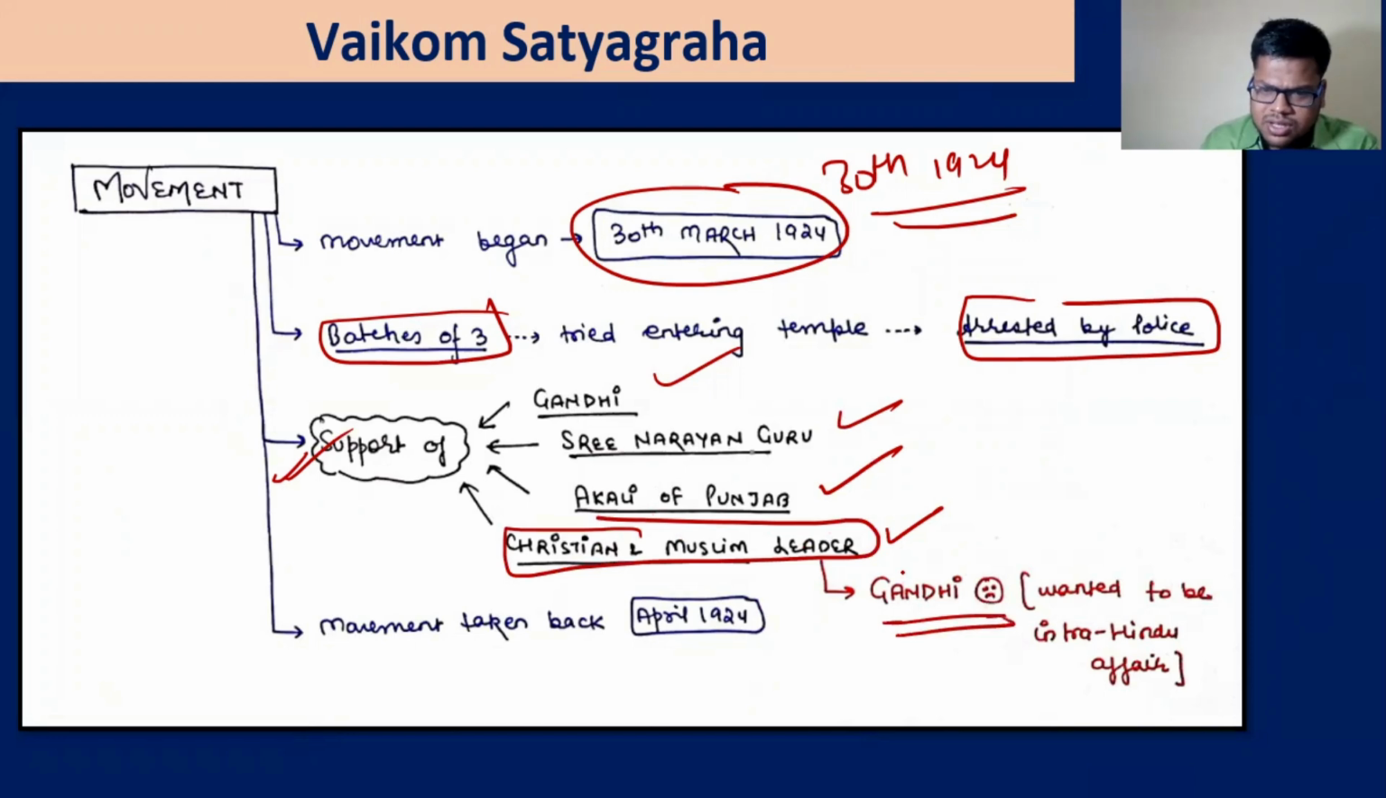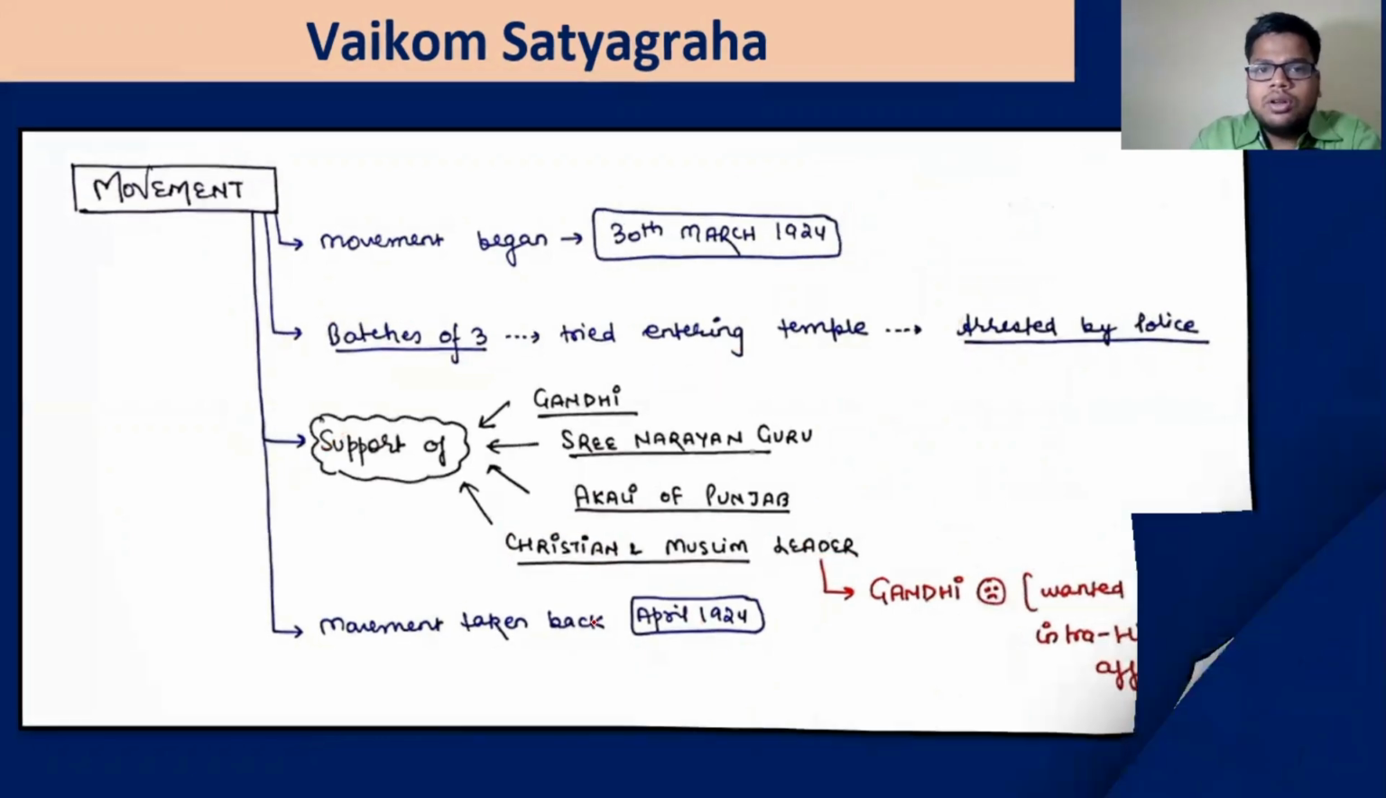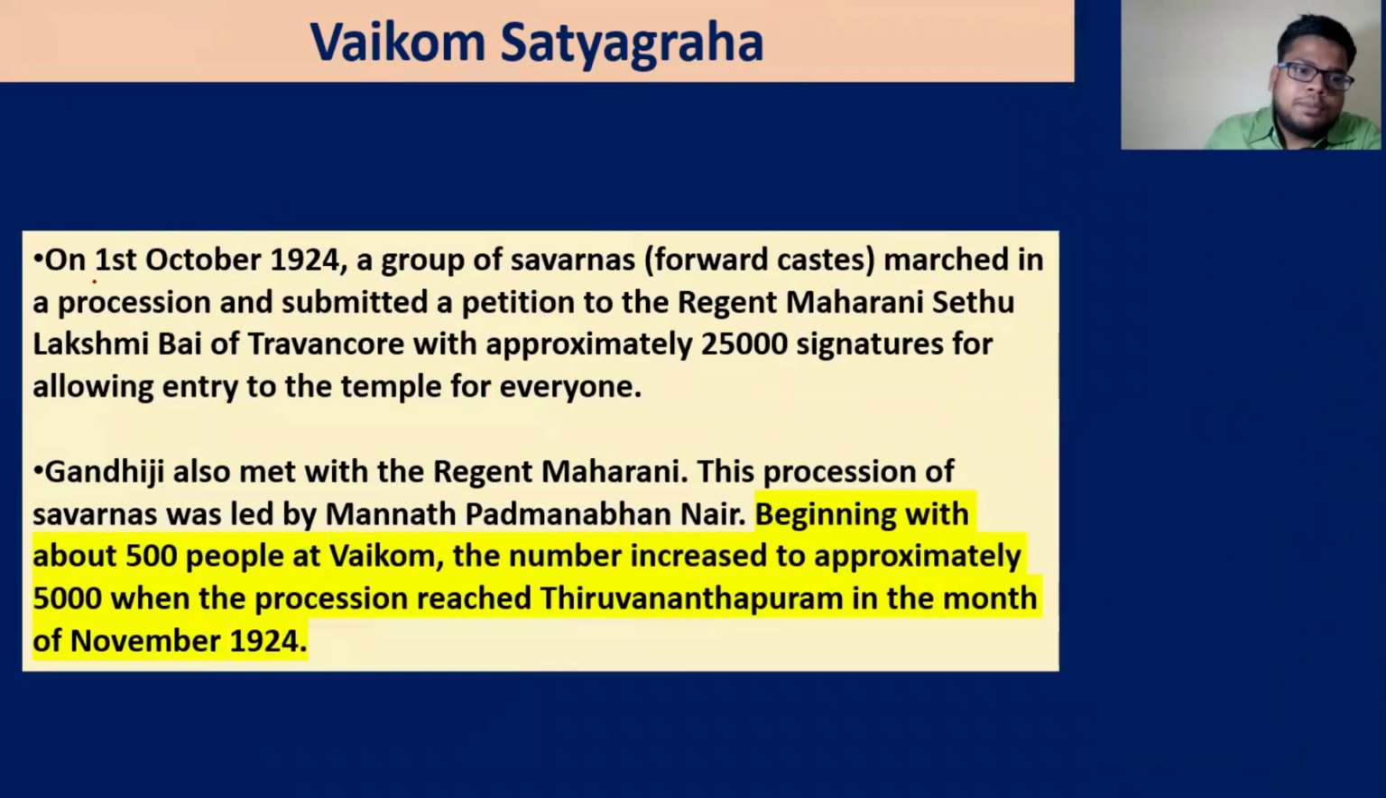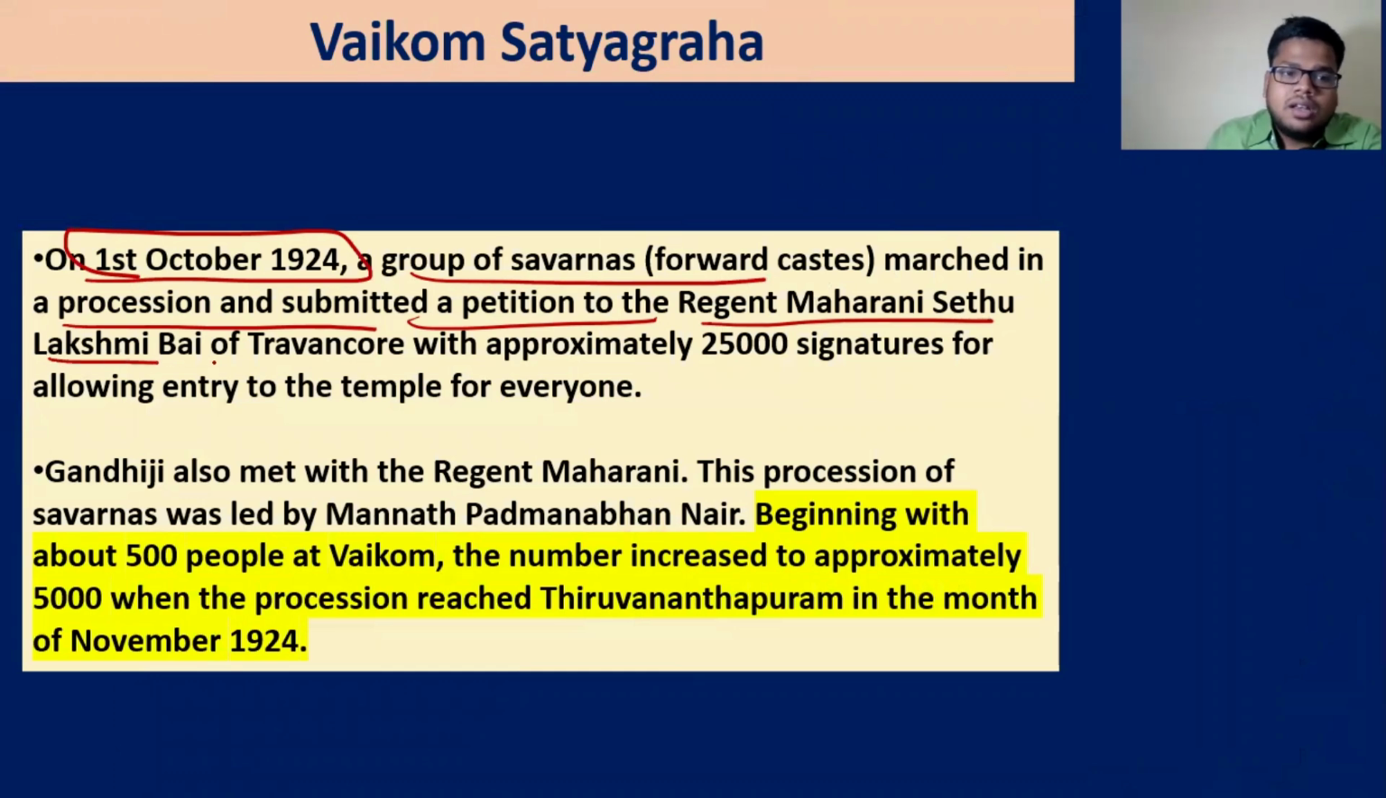Gandhiji had some reservations with respect to the participation of the Christian and Muslim leaders. Gandhiji wanted it to be an intra-Hindu affair, and it was taken back. The movement was withdrawn in April 1924. But again, a lot of people gathered together. A lot of Savarna forward classes marched in the procession and submitted a petition to the queen, that is Regent Maharani Sethu Lakshmi Bai of Travancore. A lot of signatures were signed.